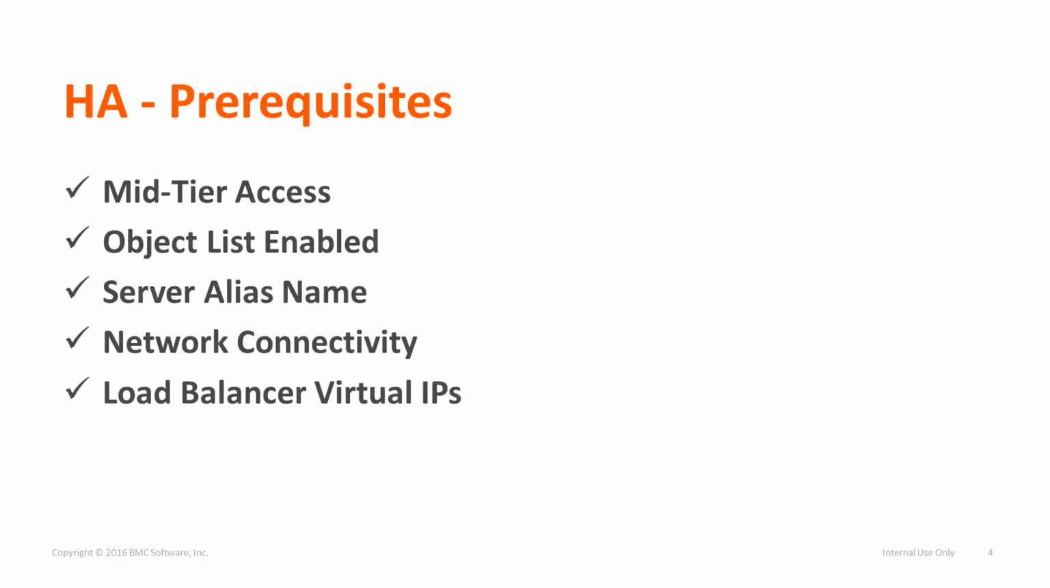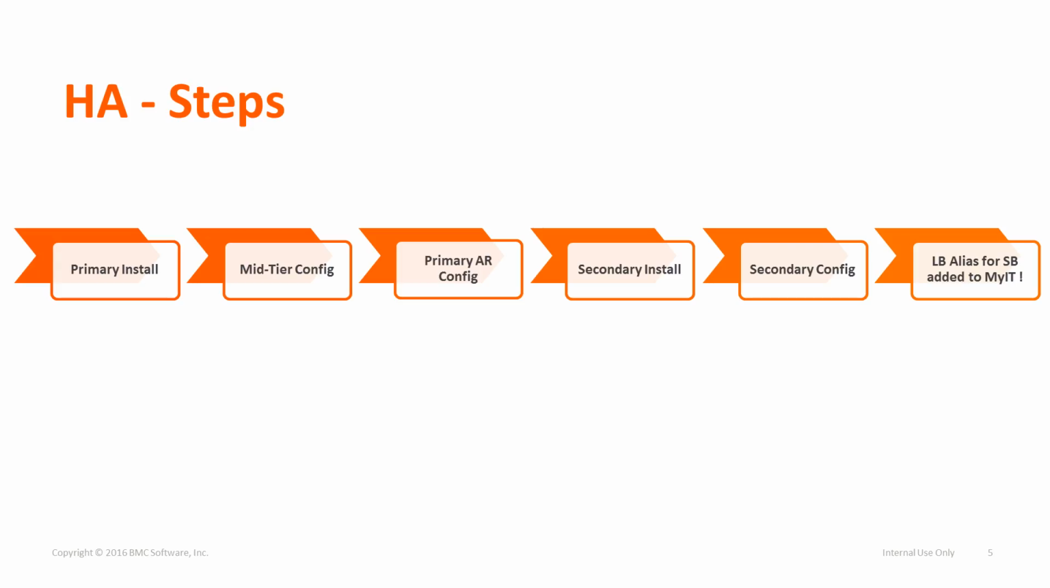In terms of the prerequisites, obviously you'll need the mid-tier to configure. The object list needs to be enabled. The server group alias has to be consistent across both AOR servers. And obviously you'll need network connectivity before you perform this exercise, so I'd advise doing a simple ping from each of the servers to ensure you have that connection. And of course, when you're setting it up on the load balancer, you will need a virtual IP address for both servers.